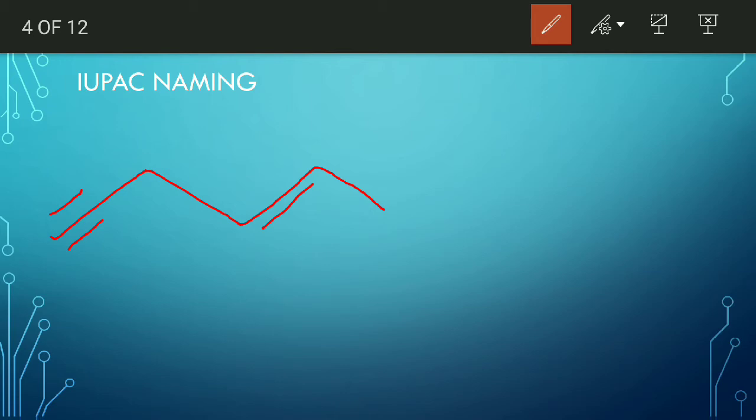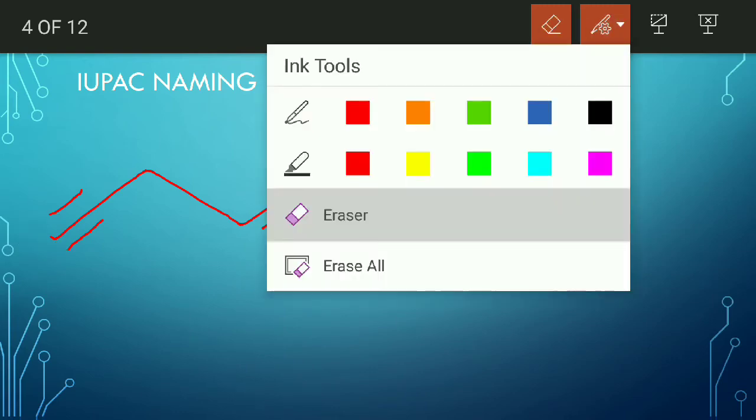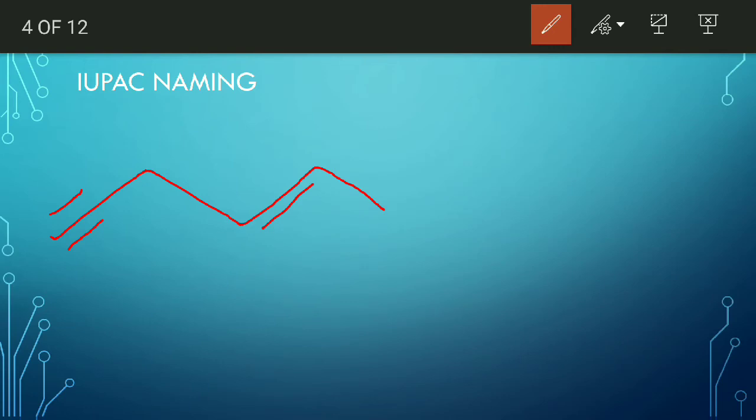Now if we go from left to right, the double bond receives number 2 and the triple bond receives number 1. If we go from right to left, the double bond receives number 1. So is 1 better or 2 better? 1 is better, so we'll go from right to left. That is 1, 2, 3, 4, 5, 6.